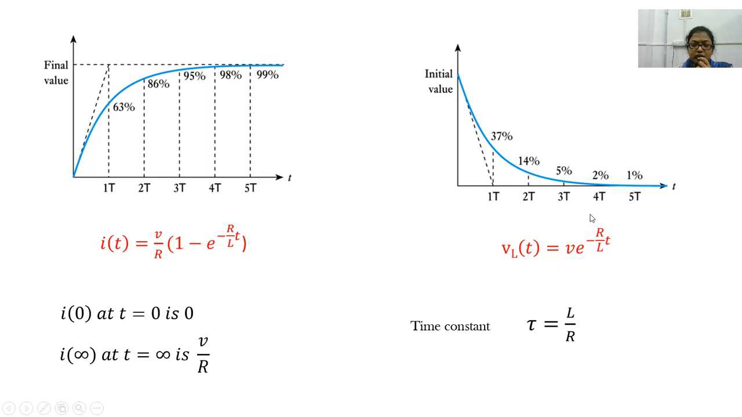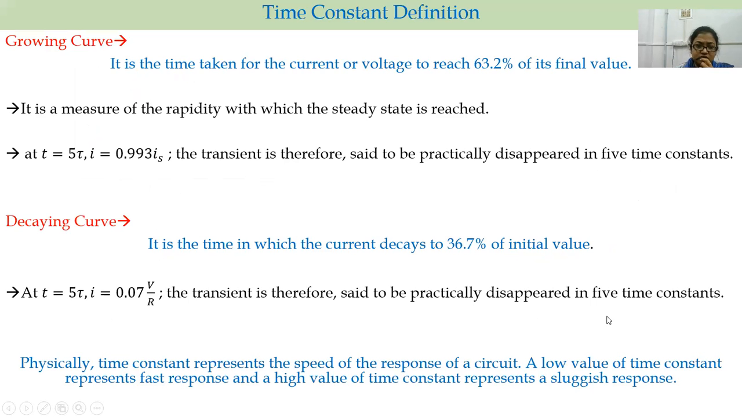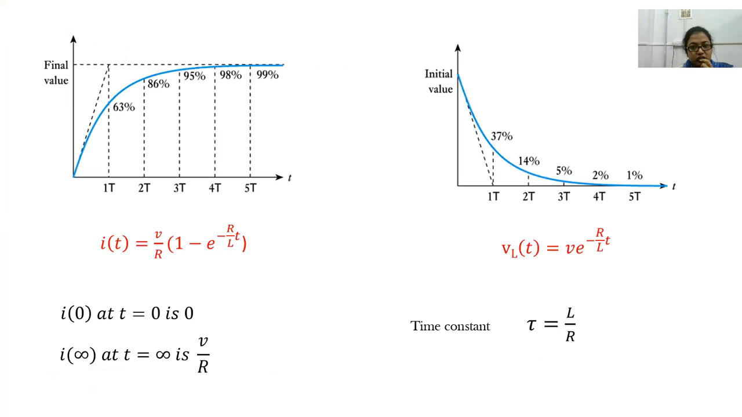Okay, so R by L, the reciprocal of R by L, is your time constant. Now I will show you what the time constant is. This is an important parameter in the analysis of any transient response. The time constant is different for a growing curve and for a decaying curve.